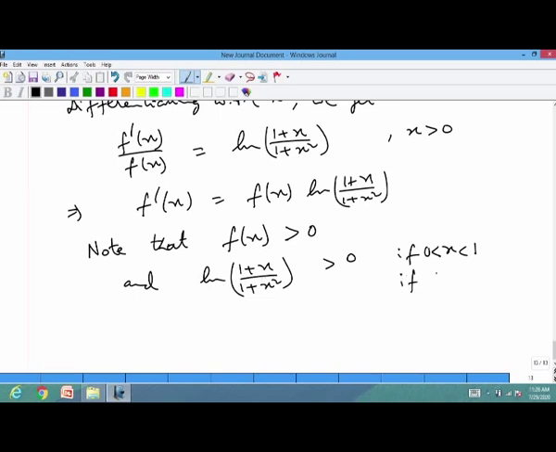But if x is bigger than 1, then the denominator has x square, which is bigger than x. So, this ratio (1 plus x) by (1 plus x square) becomes less than 1. So, this becomes less than 0 if x is greater than 1. Therefore, f dash x is greater than 0 if x is between 0 and 1, and this is less than 0 if x is bigger than 1.